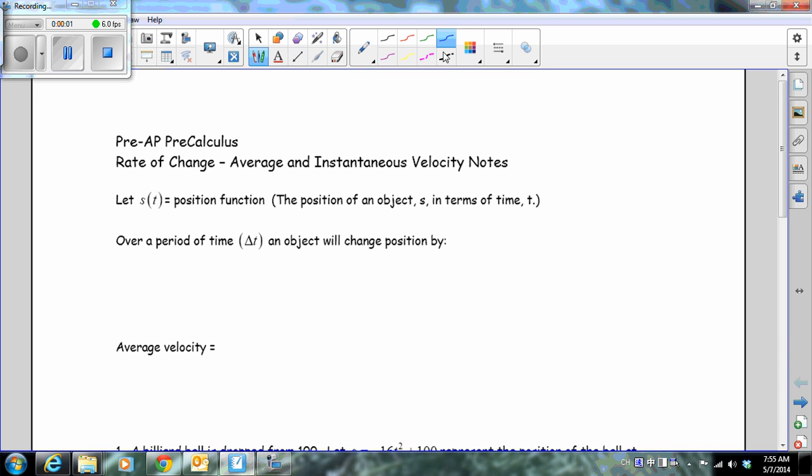All right, this is your day 4 notes. So I'll write day 4 here. And it's over the rate of change. Rate of change is actually the average and instantaneous velocity. Now, let s of t be a position function. And we're talking about position function. We want to say the position of an object s in terms of time t.